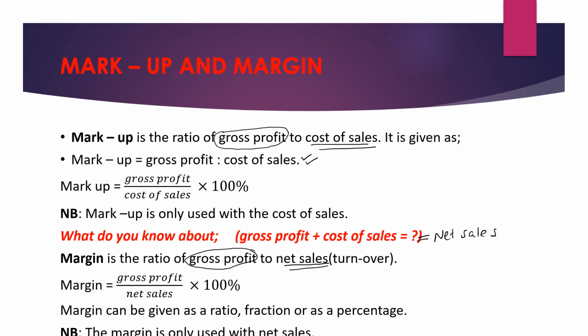Now, margin is equal to the gross profit over the net sales times 100%. Margin can be given as a ratio, a fraction, or as a percentage. The margin is only used with the net sales. That is what you need to understand, that net sales can only be used when margin is provided.